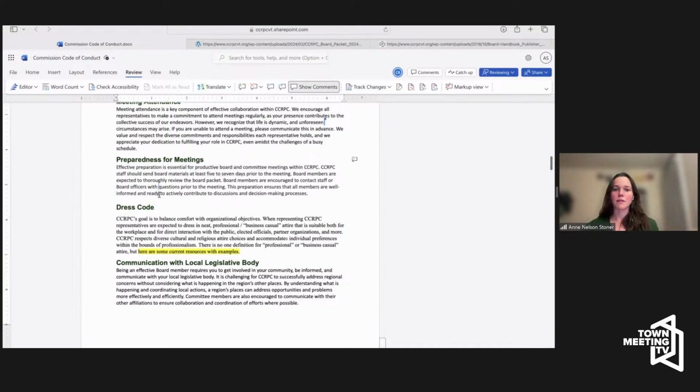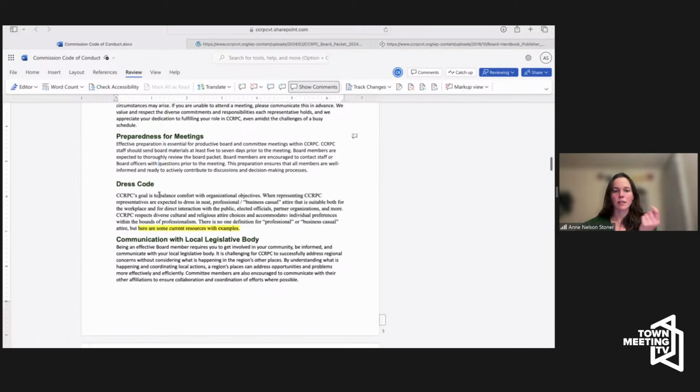Preparation is essential for productive meetings. So material should be sent at least 5 to 7 days prior to the meeting. Board members are expected to review the board packet ahead of time, come ready with questions, thoughts, and so forth.